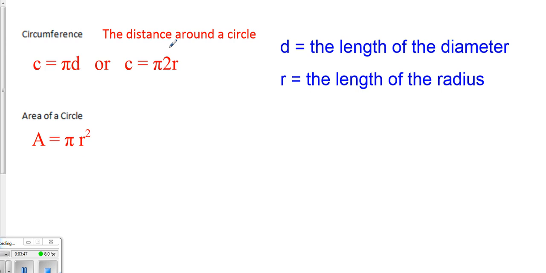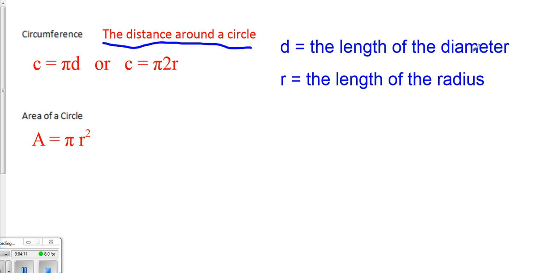A couple other things to look over. The circumference is the distance around a circle. If we're thinking of shapes, it would be, in a sense, like the perimeter. So for our polygons, we just added up all of the sides together. This one, you can't add up all the sides because there's an infinite amount of them. So there's another way to do it, but it's the distance that goes around a circle.